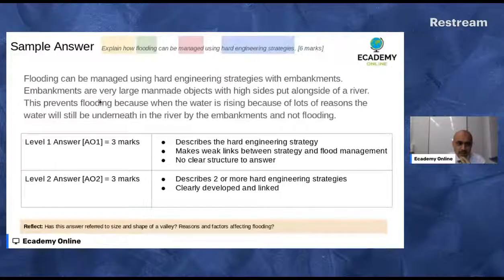Embankments are very large man-made objects with sides put alongside a river. This prevents flooding because when the water is rising, because of lots of reasons, the water will still be underneath in the river by the embankments and not flooding. So I'd like you to look at that answer very carefully.